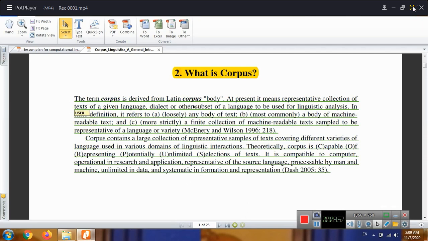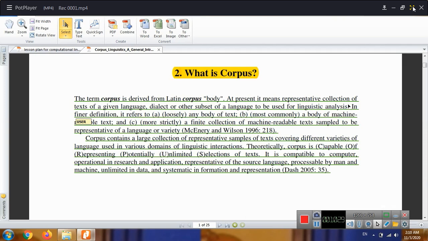The term corpus is derived from the Latin corpus, which means body. Please pay attention to this paragraph. The term corpus is derived from the Latin form of corpus, which means body. At present, it means a representative collection of text of a given language, dialect, or other subset of a language to be used for linguistic analysis.